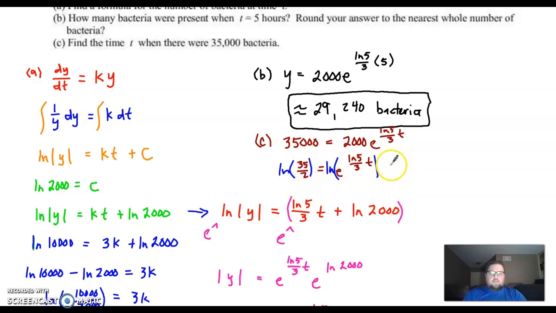All right, and so we end up with natural log of 35 over 2 equals natural log of 5 over 3 times t. And then we just need to multiply by the reciprocal here to cancel that out. So we're going to multiply by 3 over the natural log of 5. All right, and then we're just going to plug that into our calculator as well. So let's do that.